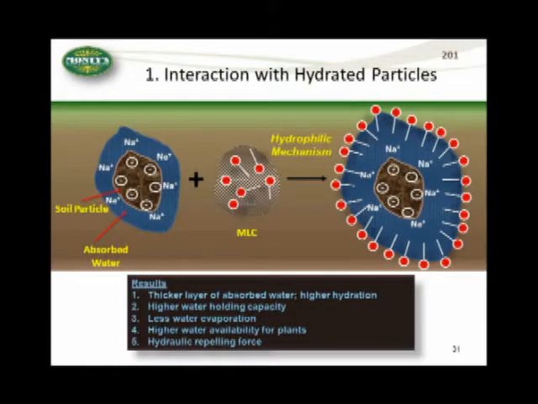Now the first mechanism that we want to look at is the interaction between liquid carbon and hydrated particles. So imagine you have a soil particle that already has some amount of moisture to it. When you add liquid carbon to this, what happens is you get what's called a hydrophilic mechanism. The humics will, through Brownian motion, begin to organize themselves around the edge of that hydrated particle around the water.